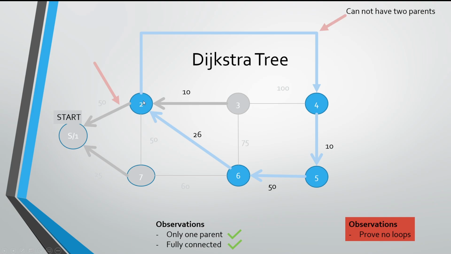If you look at 2, since it's part of this loop, it has this arrow to its parent here. And then it also must have another parent because there's the path to reach the start node. So 2 would have two parents, one pointing towards the start node and one in the loop. So if you can find a loop inside Dijkstra's tree, you can prove that that would be a contradiction, right? And there is no way you can have a loop.